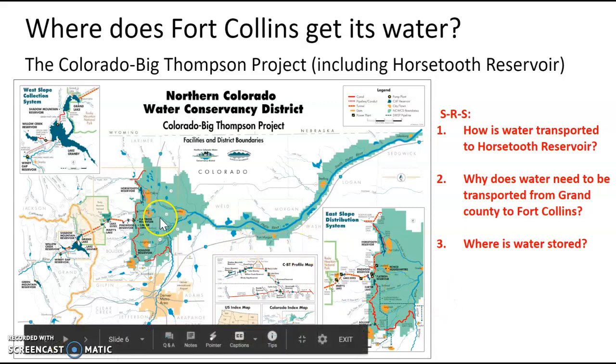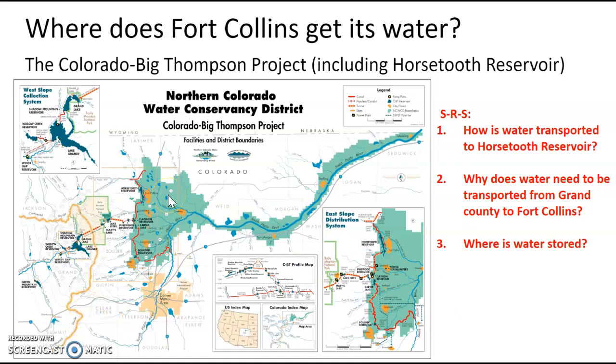Okay, so if we look at this over here, we have Horsetooth down here, and then we can look up here. There's like Lake Estes, Mary's Lake, Rocky Mountain National Park, and we have a bunch of pipelines and canals, so these red dashes and the solid red lines, that transfer our water to Horsetooth Reservoir.